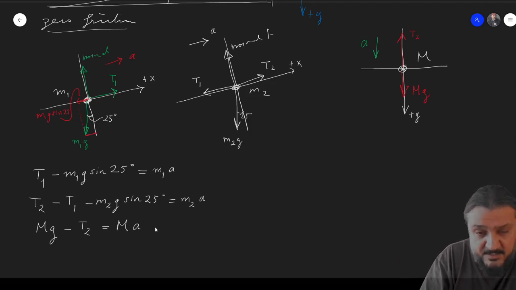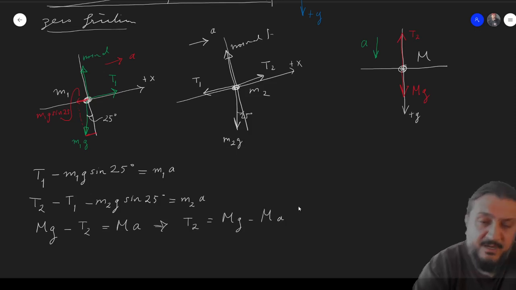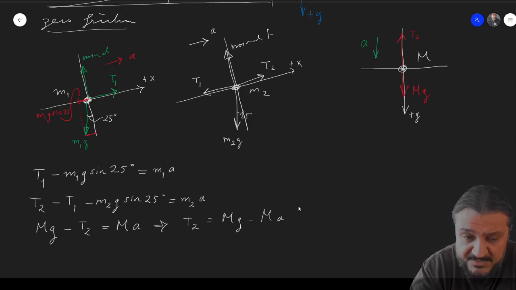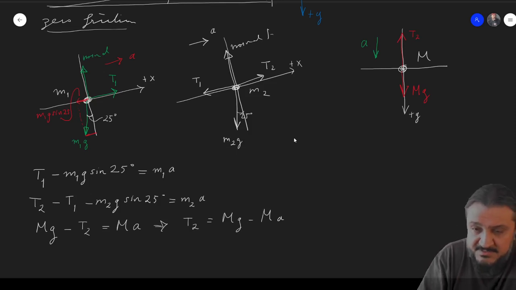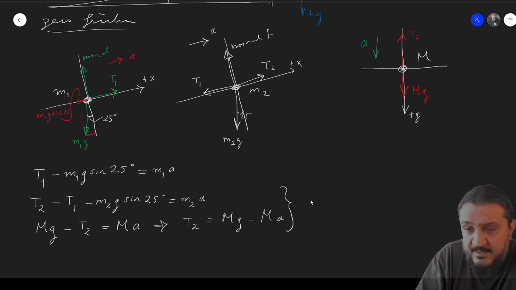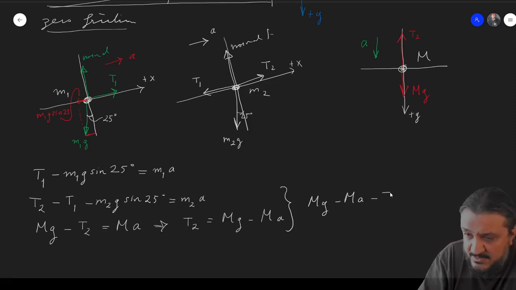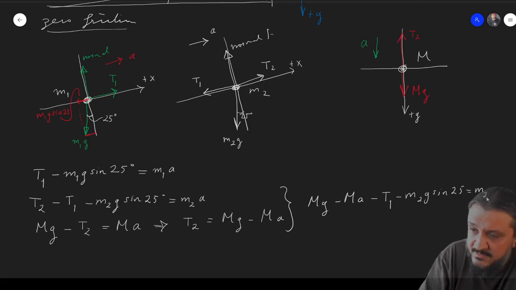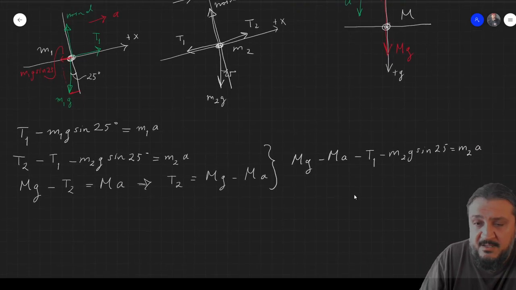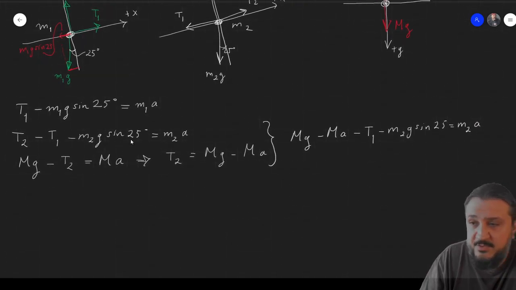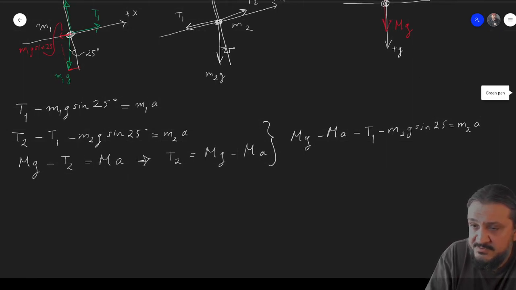So from the third equation here, T2 is equal to Mg minus Ma, right? That's a solution for T2. Take this T2 and plug it in the second equation. So from these two equations now, I have Mg minus Ma, which is T2, minus T1, minus M2g sine 25 equals M2a. Okay, now you can forget about the third equation. You only have two equations and two unknowns.